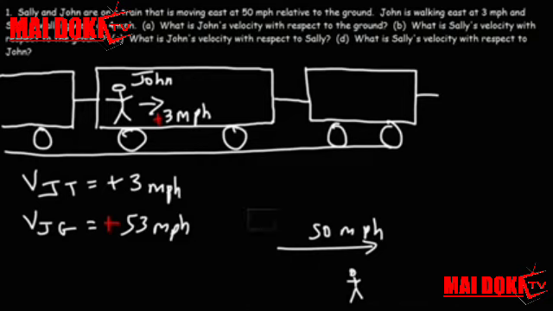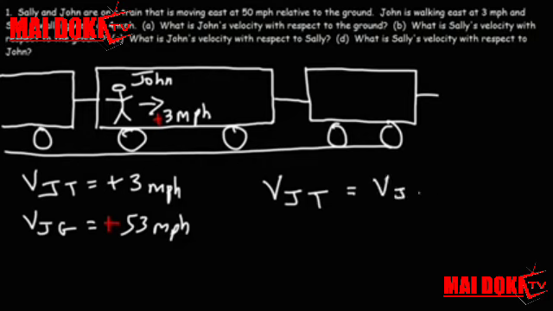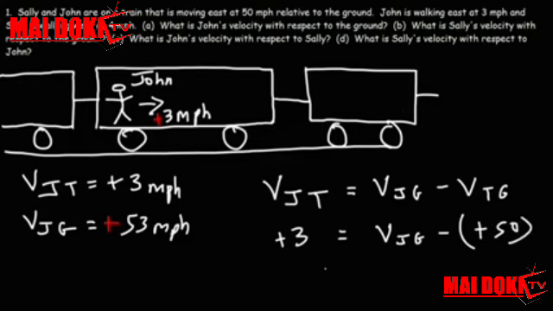Now for those of you who like to use a formula to see the calculations, here's what you can do. John's velocity with respect to the train, or in other words, VJT, is going to be VJ with respect to the ground minus VT with respect to the ground. So VJT, John's velocity with respect to the train, is positive 3. We're looking for John's velocity with respect to the ground. And the train's velocity with respect to the ground, we know it's positive 50. So what we have is 3 equals VJG minus 50.